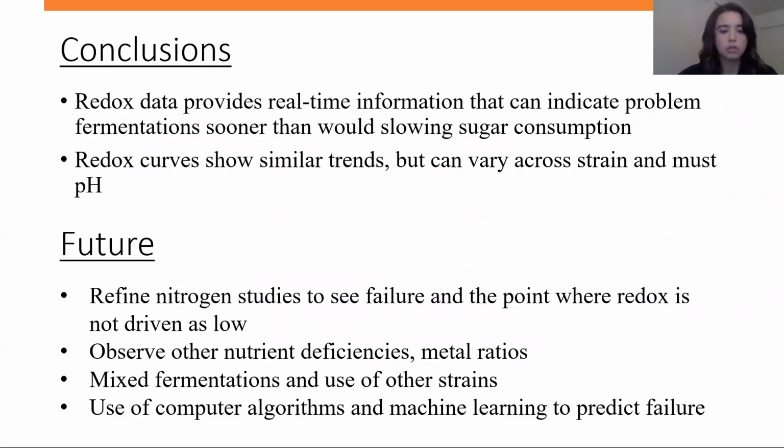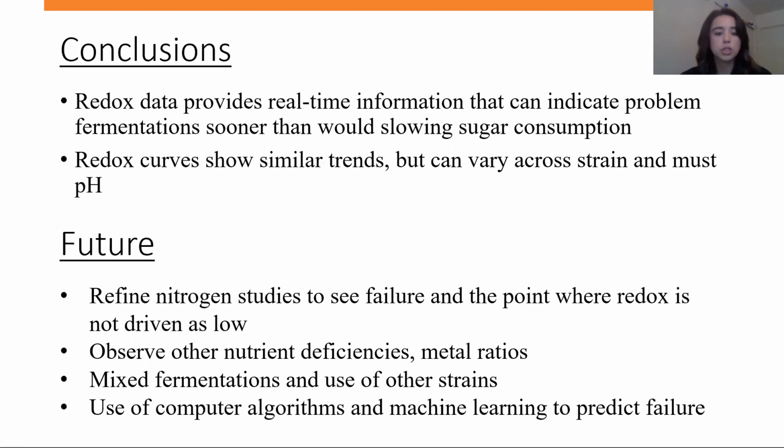So what did we learn from all of this? The conclusions made were that redox data is a viable process parameter that has the potential to predict problem fermentations sooner than slowing sugar consumption. And redox curves show similar repeatable trends that vary across strain and pH, which could allow for diagnostics in the future. This research is definitely still in its fledgling state, and there's a lot of research that could still be done to bolster the usefulness of redox as a process parameter.